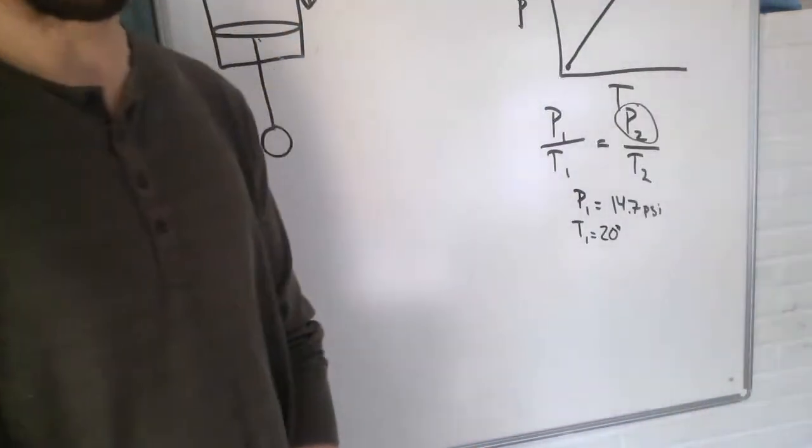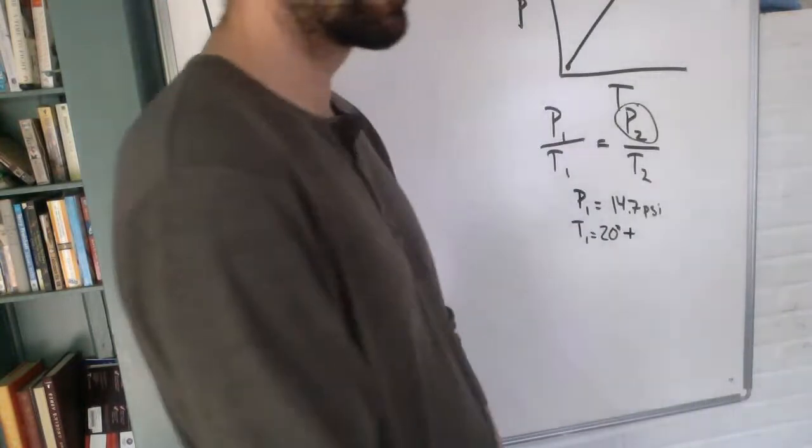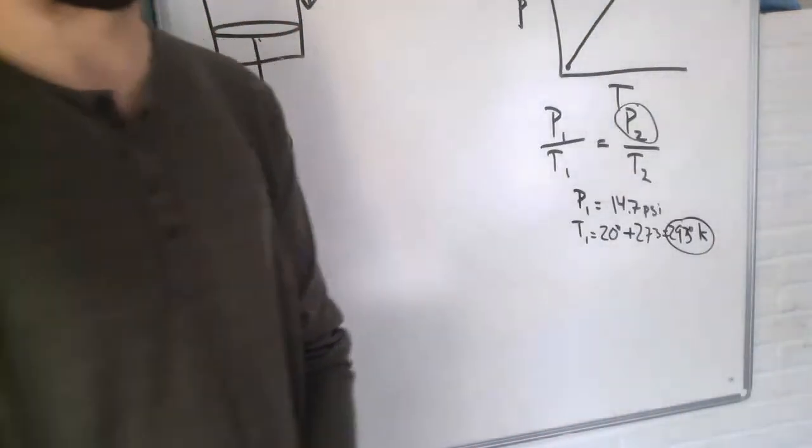All right, and to turn it into Kelvin, we have to add 273, and we always have to work in Kelvin when we're talking about gases. So 20 plus 273 is equal to 293 degrees Kelvin. So that's the temperature that we're going to use for the initial temperature.